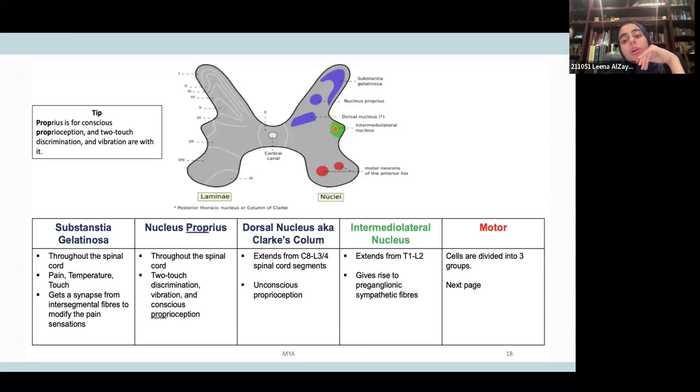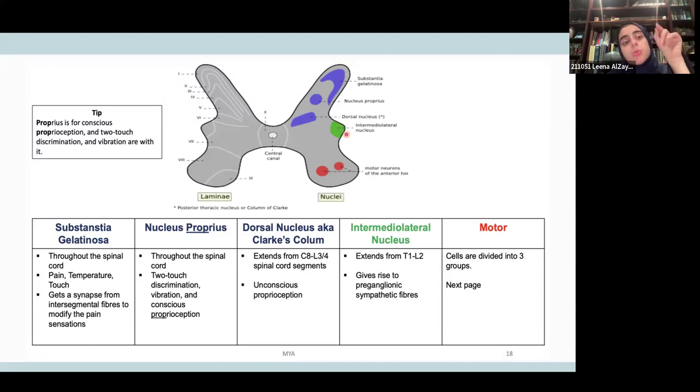The intermediolateral nucleus gives rise to the preganglionic sympathetic fibers, meaning you only have this protrusion, this green protrusion over here, in the preganglionic sympathetic fibers, okay? You only have it at T1 to L2, where you actually have preganglionic sympathetic fibers. So this protrusion is very unique to T1 to L2.